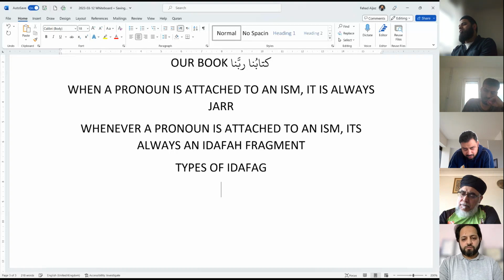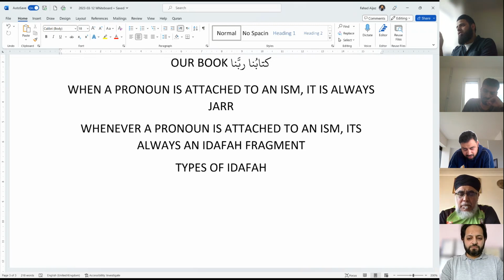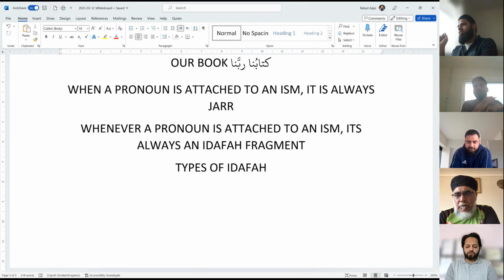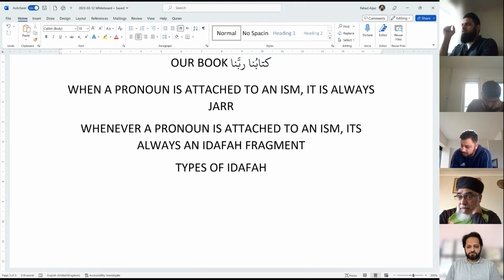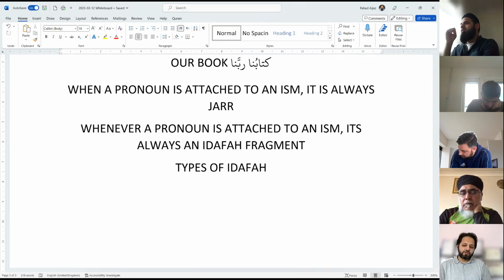Because I'm just trying to understand this, that this pronoun part will always be mudaf ilay. Yes, in case of idafa, the pronoun will always be mudaf ilay. Why is it always going to be mudaf ilay? Because a dependent pronoun is always dependent on another word, so it cannot become a mudaf. It is always dependent on a mudaf, right?